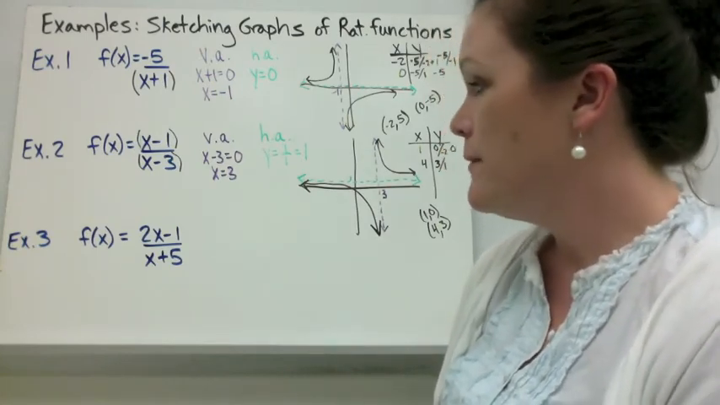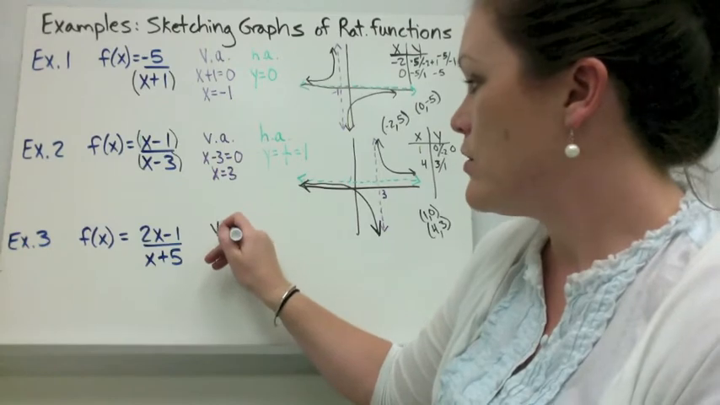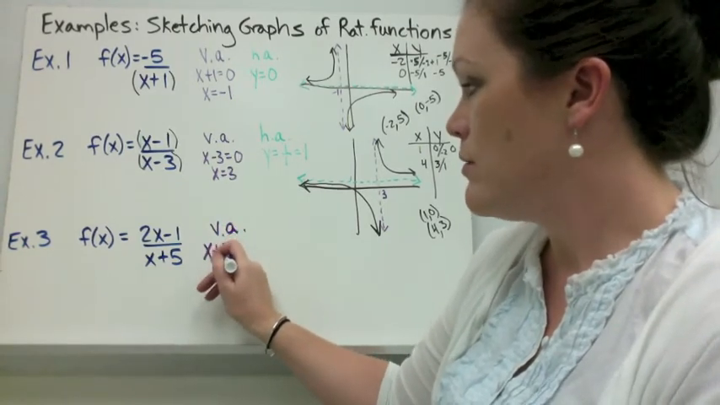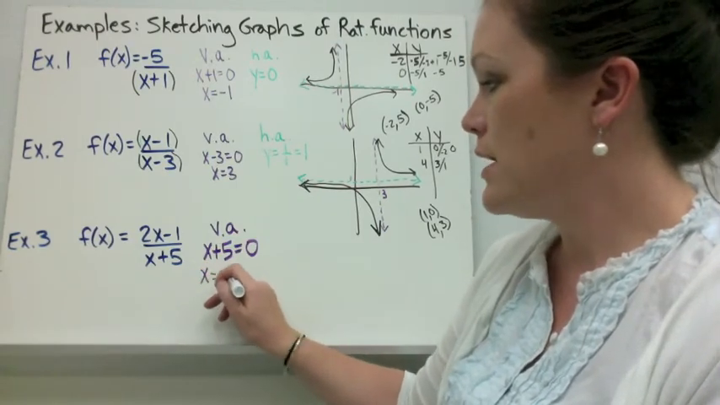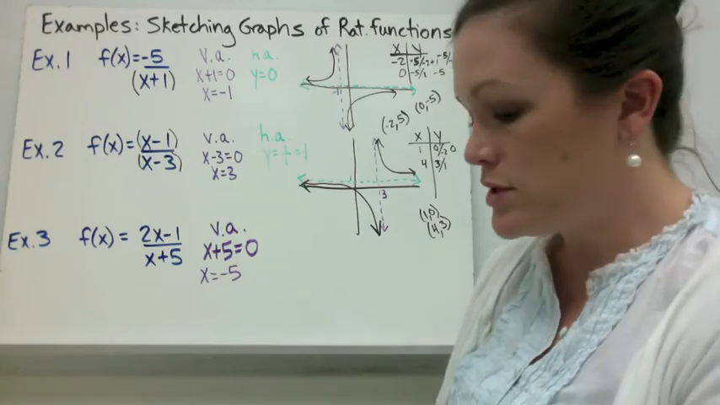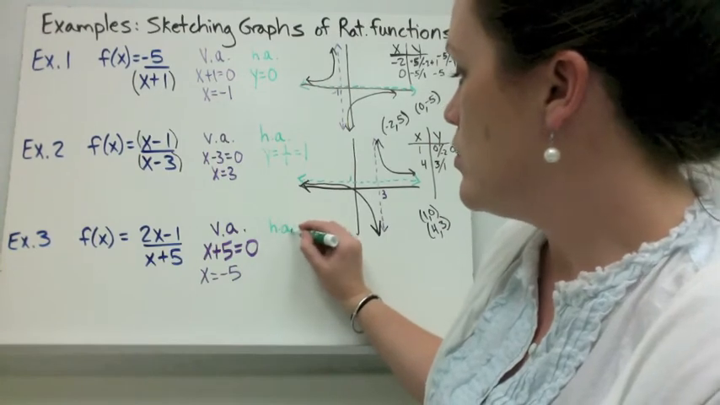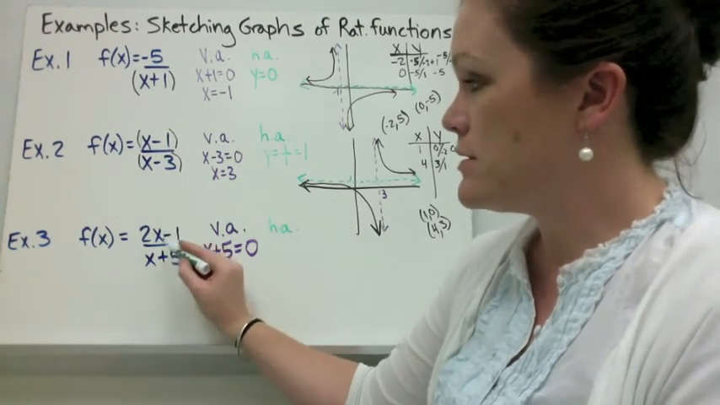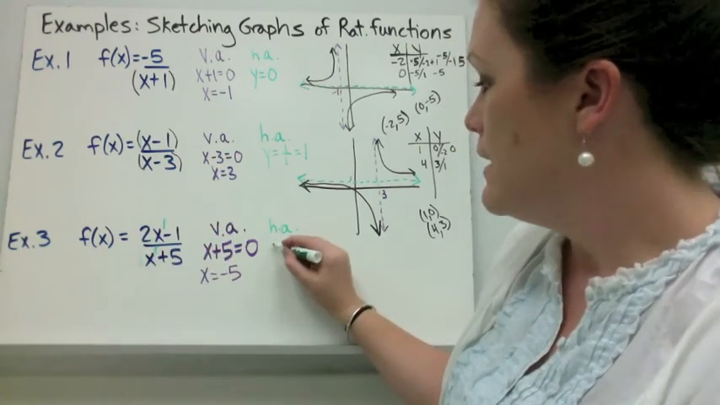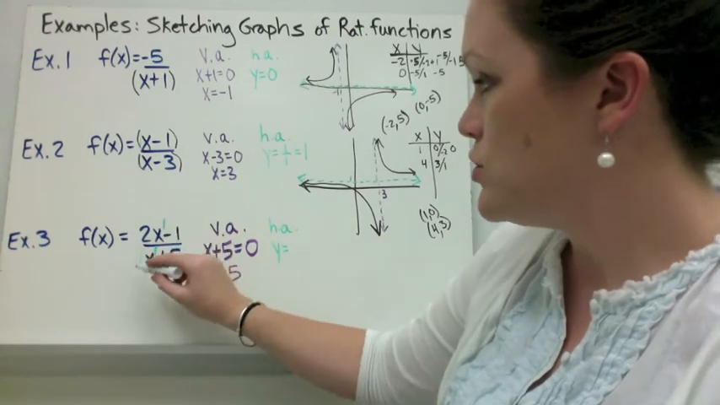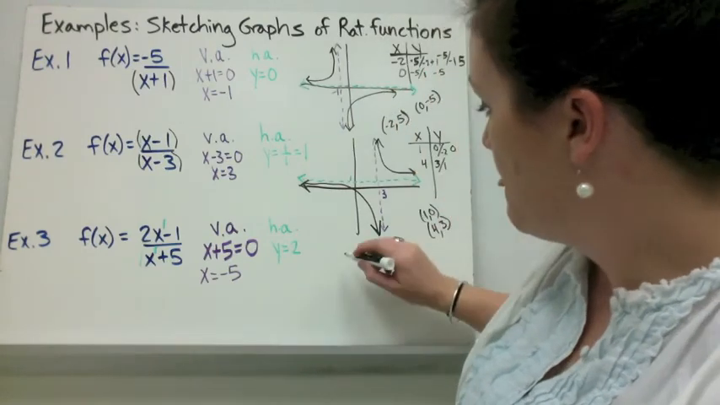So let's try one more. If I have f of x equals (2x minus 1) over (x plus 5), my vertical asymptote would be where my denominator equals 0. So if x plus 5 equals 0, when x equals negative 5, my denominator would equal 0. So that's the vertical asymptote. The horizontal will be found by comparing my degrees. These degrees are the same again. So in this case, a is 2. So when y equals a over b, we'll have 2 over 1, which is just 2. So we can sketch our graph.